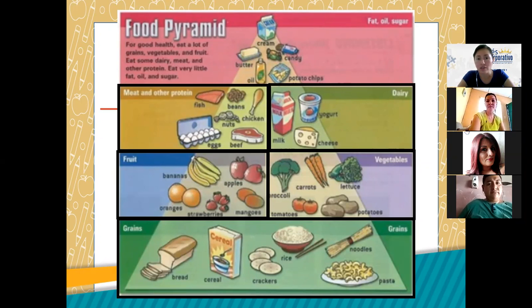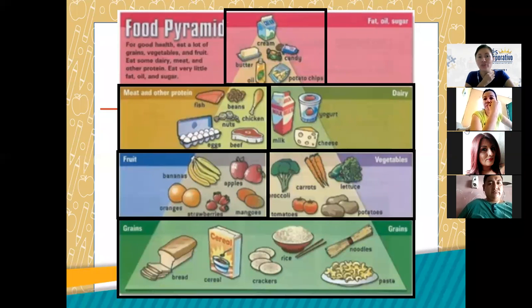We have cheese, etc. Now, on the top, sería mejor porque es una pirámide, on the top, we have this section, right? And that section is called fat, oil, sugar, ¿verdad? Son las grasas, los aceites y el azúcar. Fat, oil, and sugar. So there you can find oil, right? You can find butter, which I love butter, right? I love our butter.